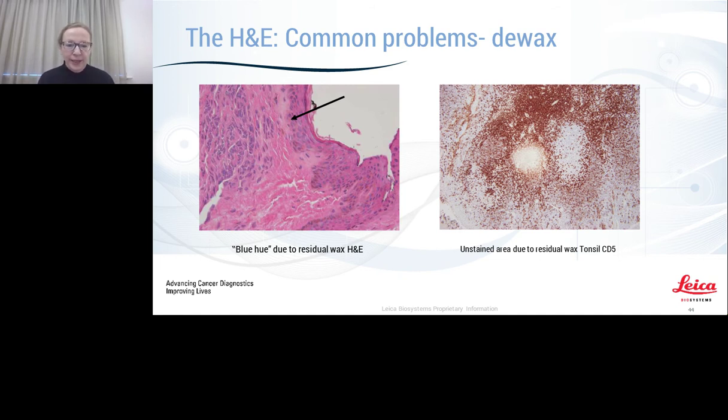So here's an example, and in the previous session I talked a little bit about blue hue, which can be caused by excessive water from underprocessing or contamination. Here is another example where we might call it blue hue when it's actually a result of the wax still left in the tissue, and therefore the stain was not able to penetrate through. Another example here is an unstained area due to residual wax in a tonsil with an H&E stain.